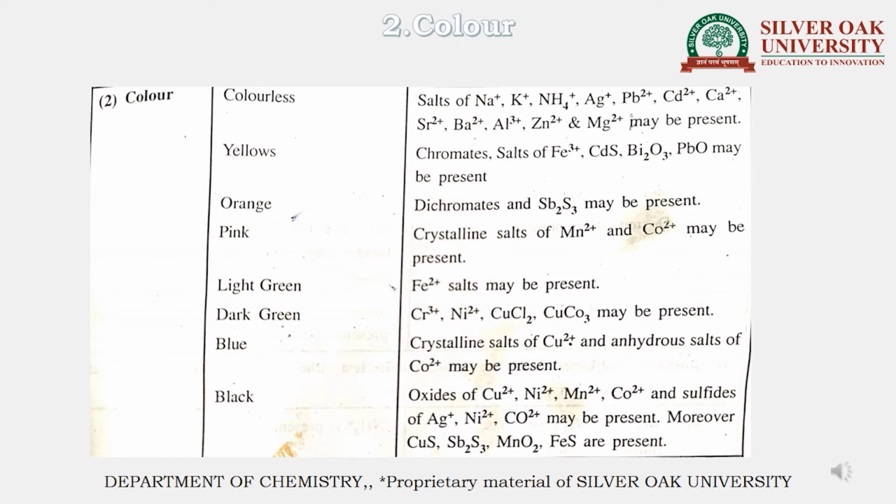Now let's move towards our second preliminary test, the color of the salt. Sometimes the given salt may be colorless or colored. If it is colorless, then salts of sodium, potassium, magnesium may be present. If it is yellow in color, then chromate or ferric may be present, and if it is orange in color, then dichromate may be present. Now I will show you some colored and colorless compounds with photos, so you can see which salts may be present in these compounds.